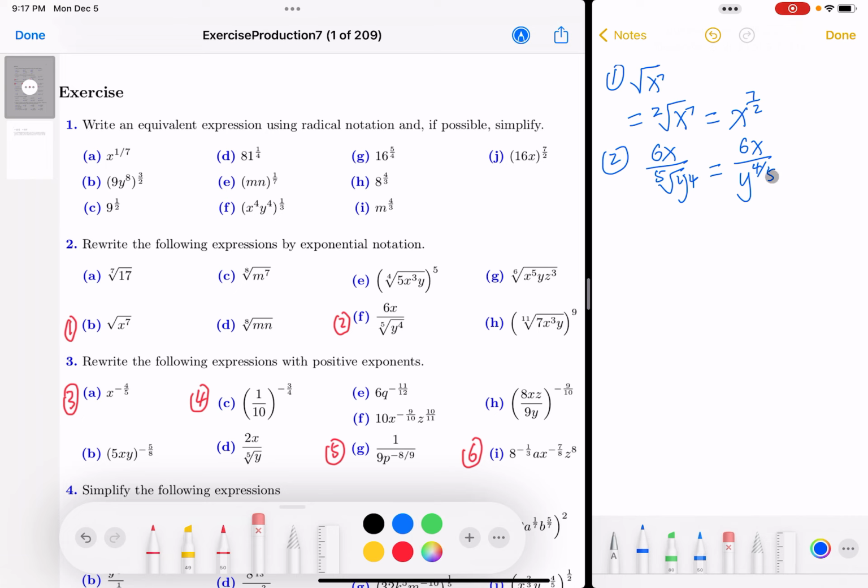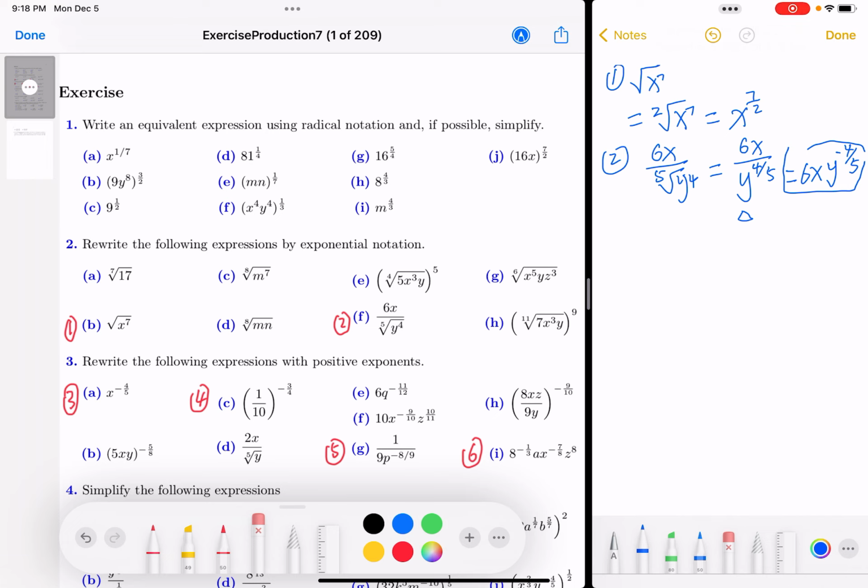If you want to take this one to the numerator, then the answer would be 6x and then y to the -4/5. If you want to keep this one on the numerator, you may stop right here. The rest may not be necessary.